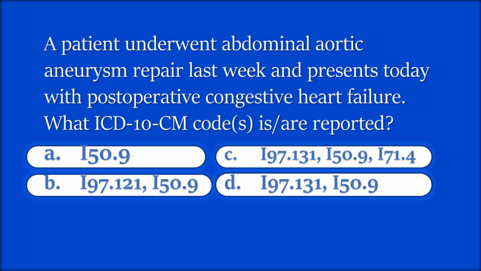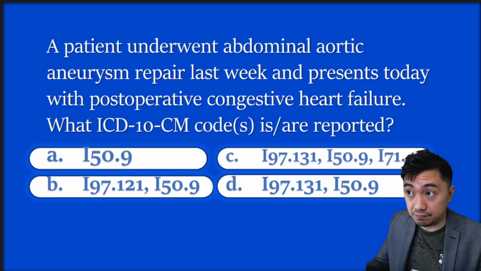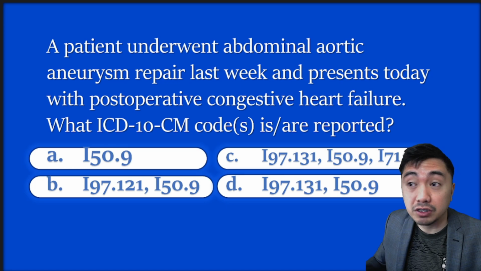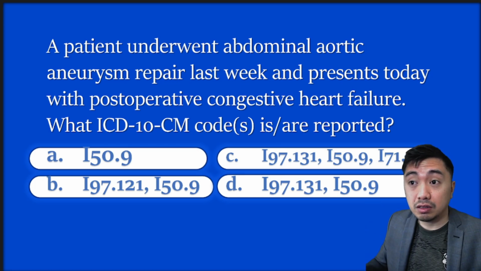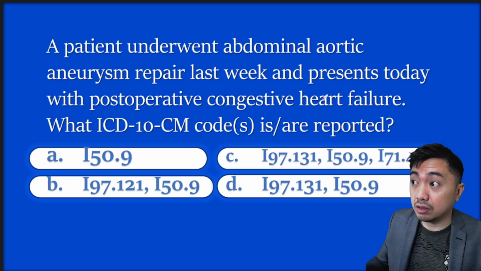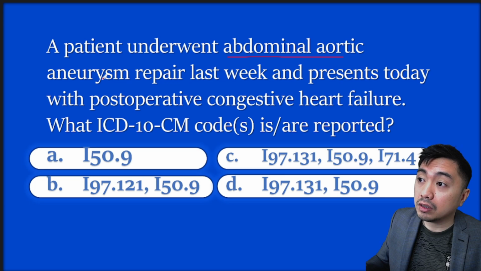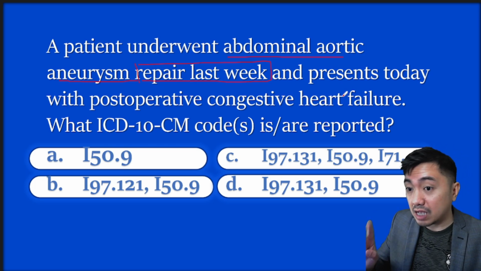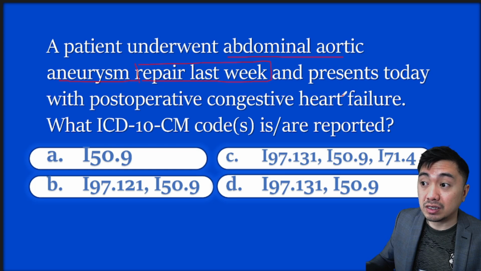Alright, you can unpause the video. So let's find out what's the answer and how it should be solved. Okay? You have to check what's the current condition of the patient today, not the condition that was treated long time ago or just last week, just like what we have in this scenario. You have abdominal aortic aneurysm, but it was repaired last week, and there's no evidence that the patient has it today. All right? So that's number one reminder for this scenario.